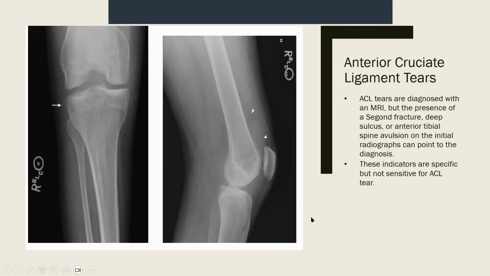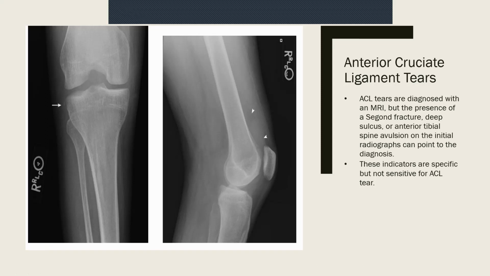Okay, so anterior cruciate ligament tears. Now, these are also relatively common, very common in young athletes, in our younger population and our older population, but can happen to anybody. That's the truth.